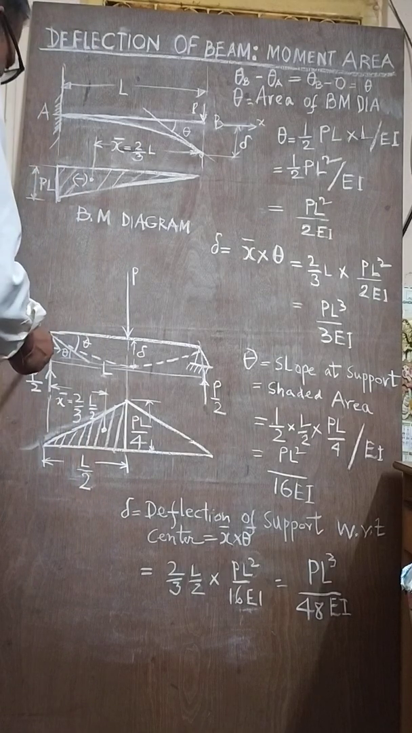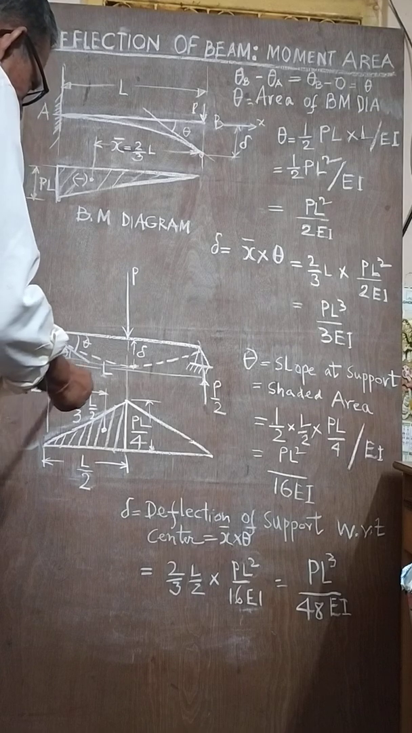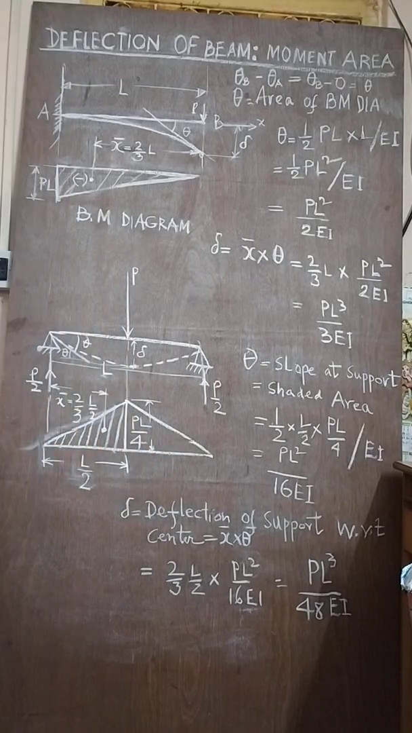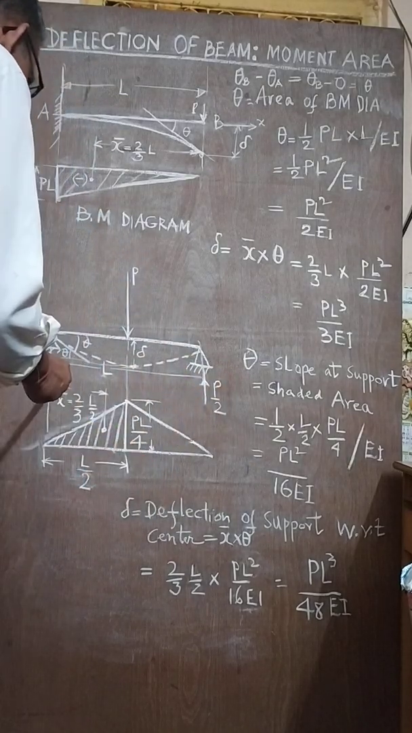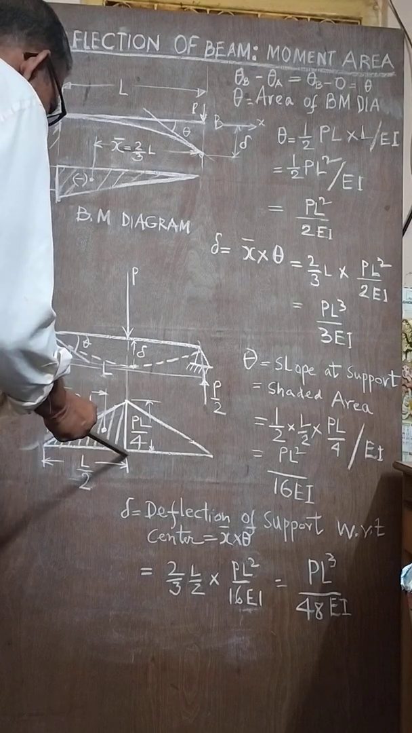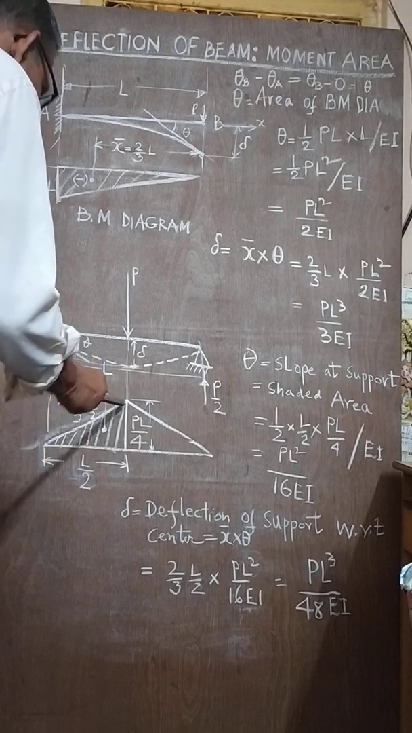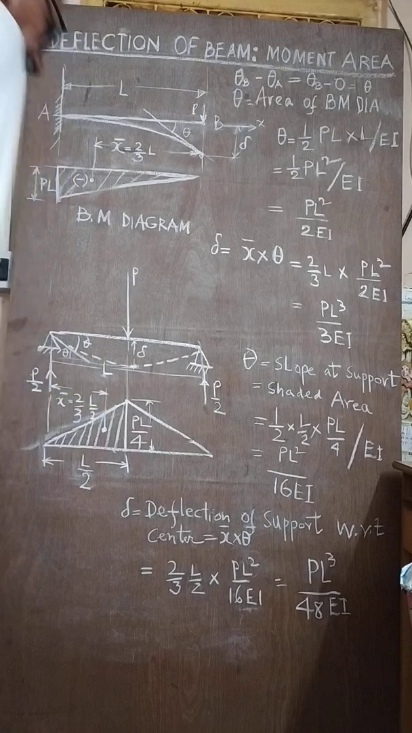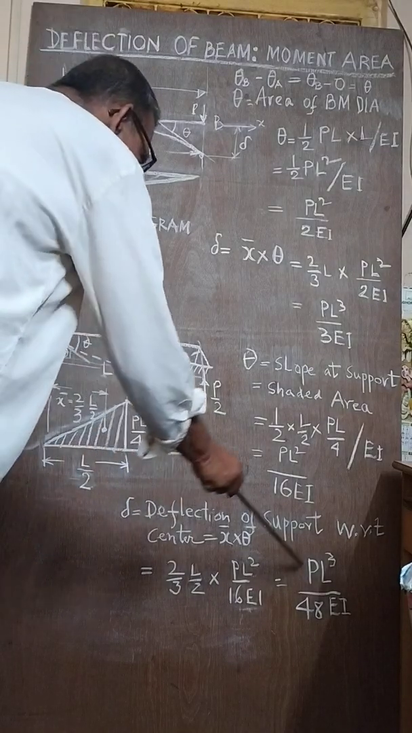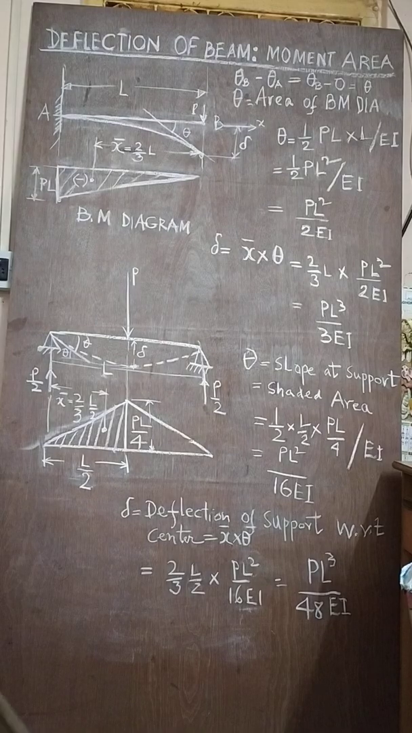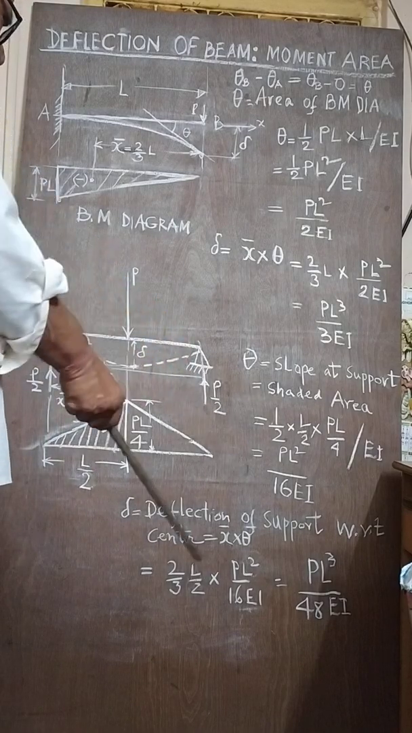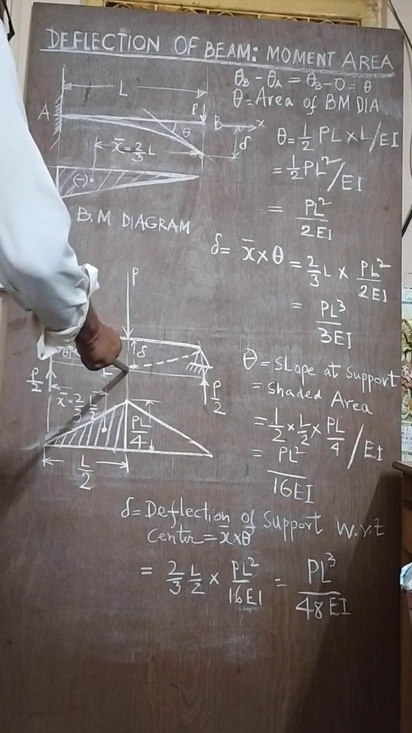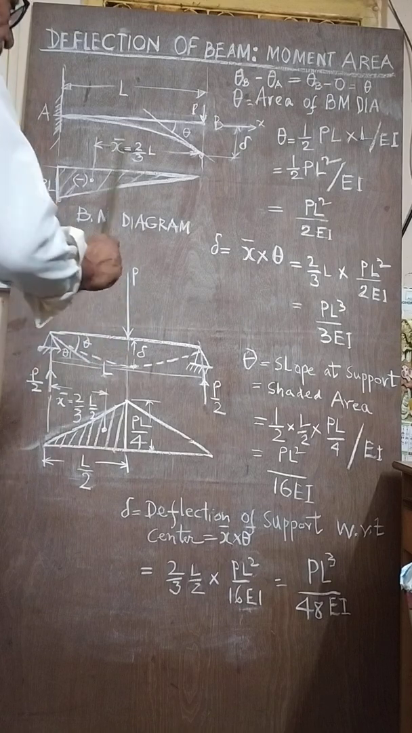For x bar, this is the deflected point, so x bar is measured from this point. X bar is the centroid of this area. This is the moment of the area. The moment of the area is 2/3 of L by 2. This is L by 2. So the centroid of this right-angle triangle is at 2/3 of L by 2, into theta. Theta is already worked out. If you multiply these two, it becomes PL cubed by 48 EI. So this is the simplest way of finding the deflection at the center point, or the central line, in case the loading is central.